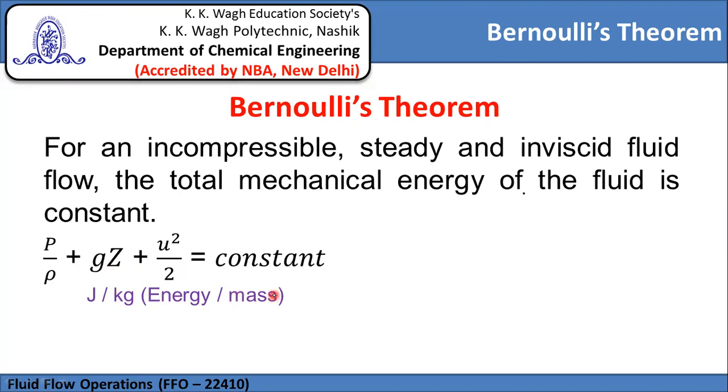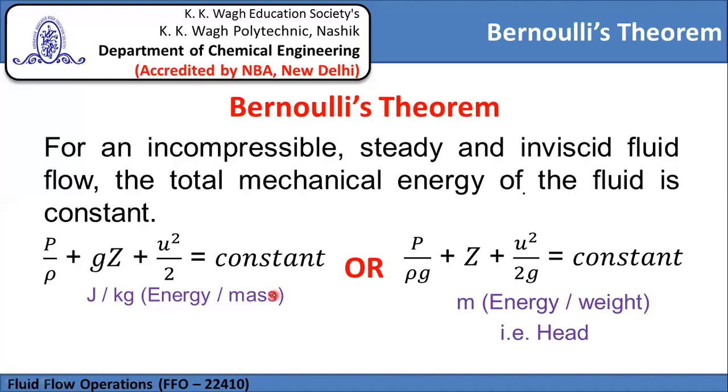The Bernoulli statement can be represented in mathematical form in an alternate way as P upon rho g plus z plus u square upon 2g is equal to constant. In this case, the unit of each term is in the form of energy per unit weight. It is represented in the form of unit of length, that is meter, and it is also called head.